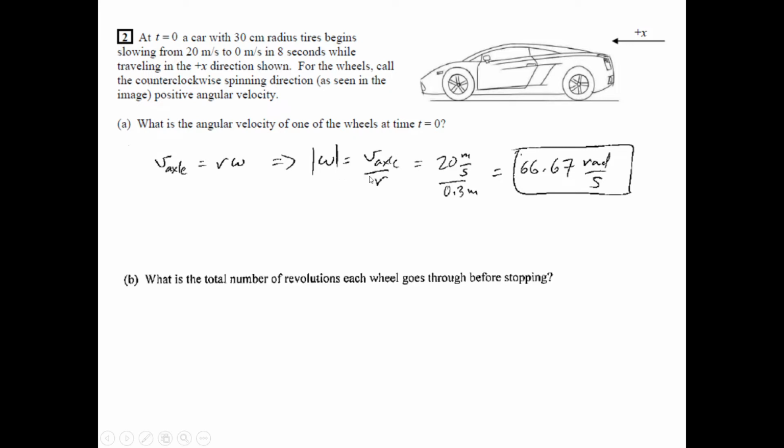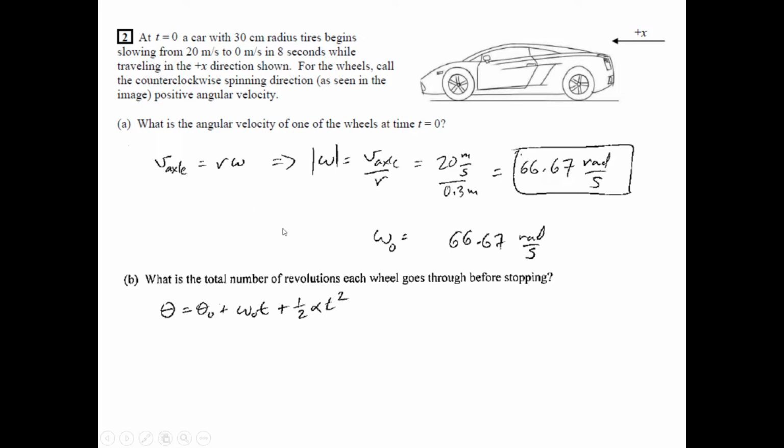B, what's the total number of revolutions each wheel goes through before stopping? So each wheel is rotating, it rotates slower and slower and eventually comes to rest. What is the total change in angle, expressed in revolutions, it goes through before stopping? That sounds like a constant kinematics kind of problem. We know the car is changing its velocity at a constant acceleration, and since its velocity is changing at a constant rate, from this relationship omega is changing at a constant rate, and that means we're in a situation of constant alpha if we just focus on the rotation of the wheels about the axle.